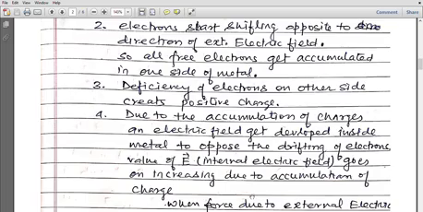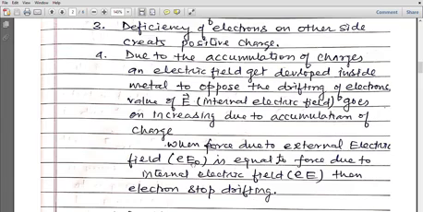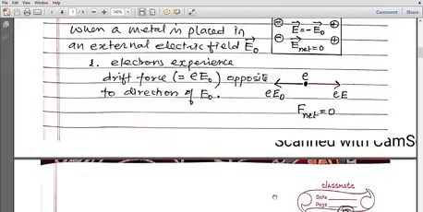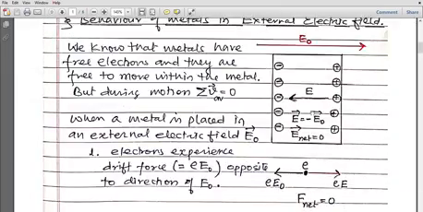Now a situation comes when two forces, the force on the electron due to the external electric field and the force due to the internal electric field, are equal but opposite in direction. In that case, the net force is 0, and the electron stops drifting. You can see, if you talk about the electron, this is the external electric field, so the force on the electron is in this direction. This is the internal electric field, so the force on the electron will be in this direction.